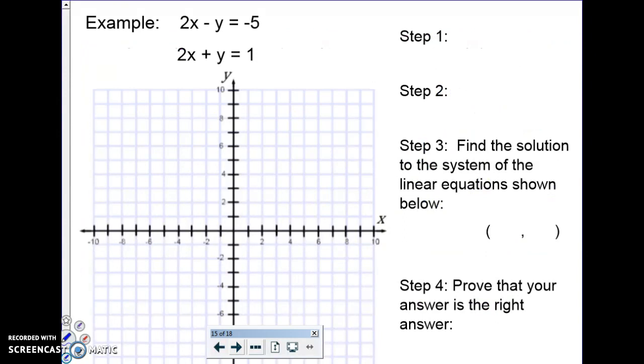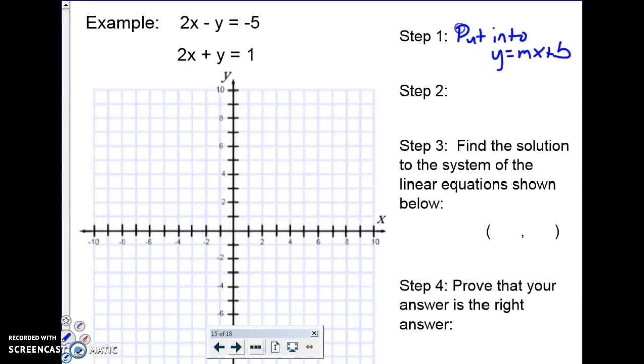All right, so example number 1. We have 2x minus y equals negative 5 and 2x plus y equals 1, and our job is to graph those. So if I try to use intercept method, I'm going to get a decimal for x, and so that might not be the best method to graph. So step 1 is to put it into y equals mx plus b.